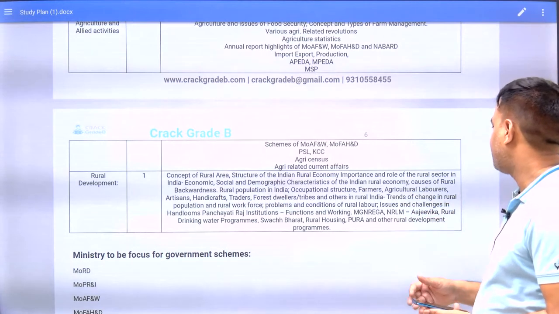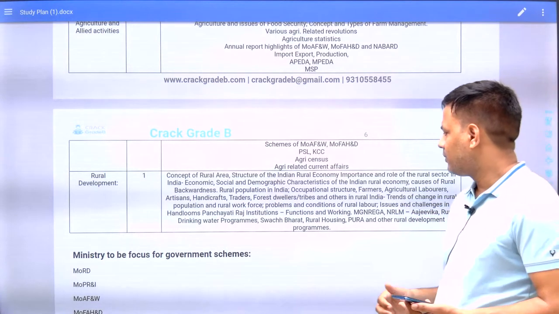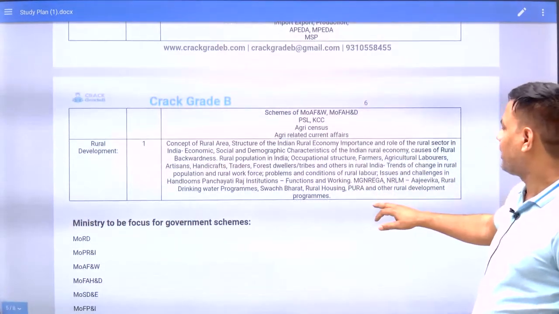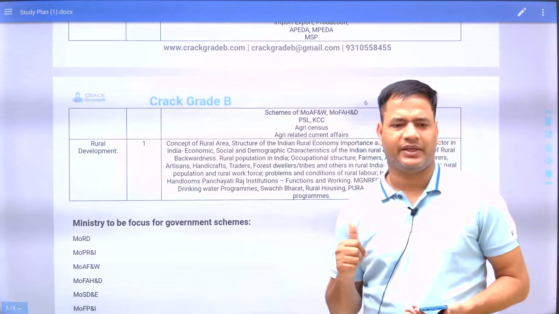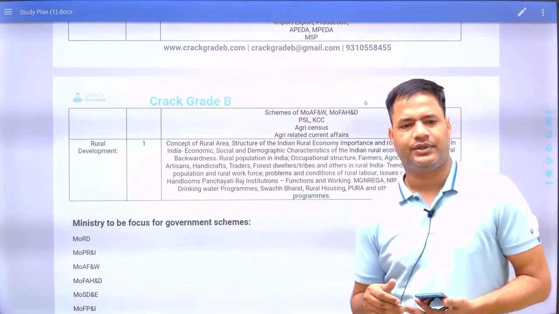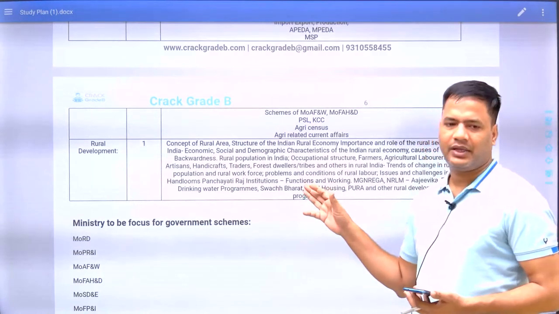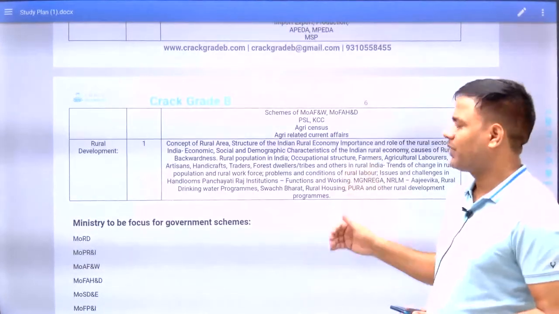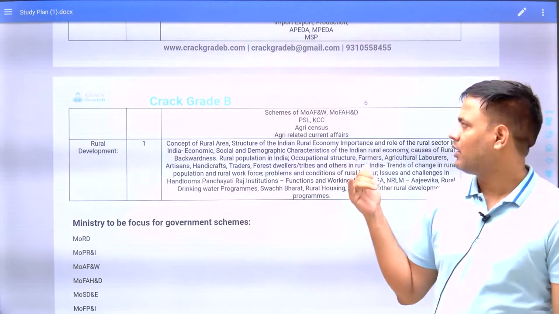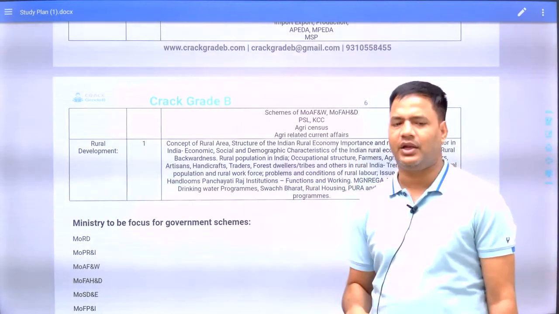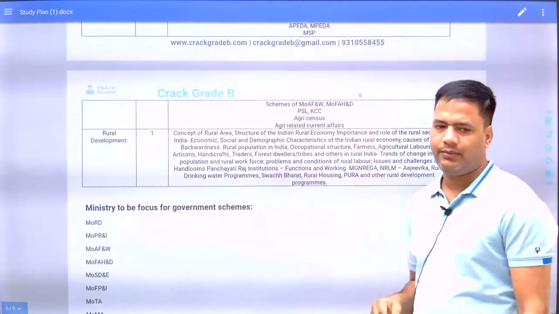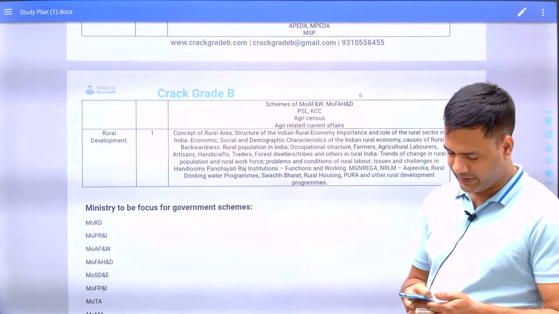So MGNREGA, NRLM, Ajeevika, the Rural Drinking Water Programme, currently the Jal Shakti programme, Jal Jeevan Mission, Rural Housing and other rural development programmes, meaning the latest flagship schemes of the Ministry of Rural Development and Jal Shakti and Panchayati Raj, are very important for this chapter. As per the previous trend, they are asking about rural development schemes under ESI. They are not asking questions under the ARD section. We have given the time period and mentioned the topics you have to study under these chapters.